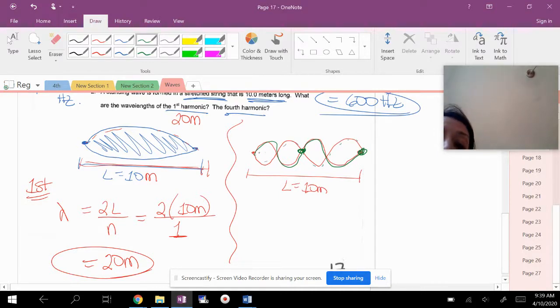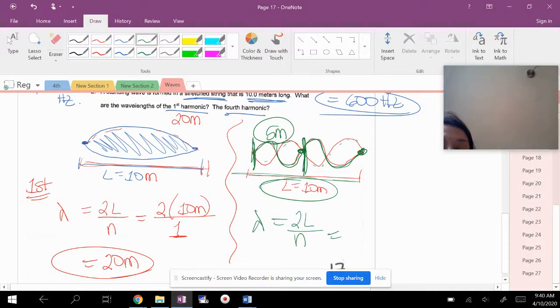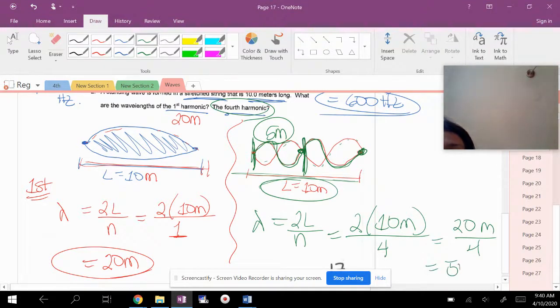We're not counting that. So if I see 2 wavelengths and this entire string is 10, well, 1 wavelength would go from this point to this point. That's obviously half. So what's half of L? It's going to be 5 meters. Or we're going to plug it in. 2 times my length of the string over n. What's n in this case? It's the fourth harmonic, so that's 4. So 20 meters over 4 equals 5 meters. And that's what I got right here.